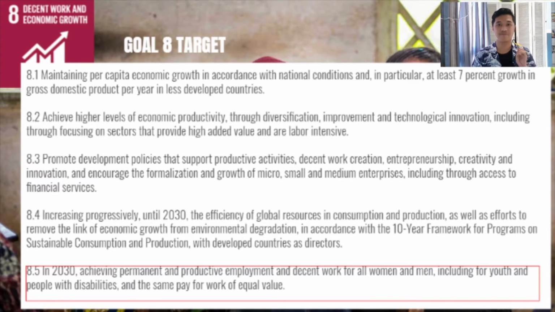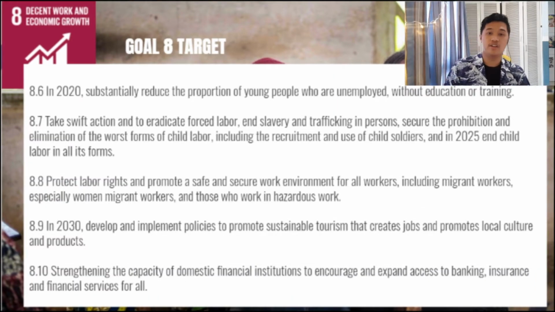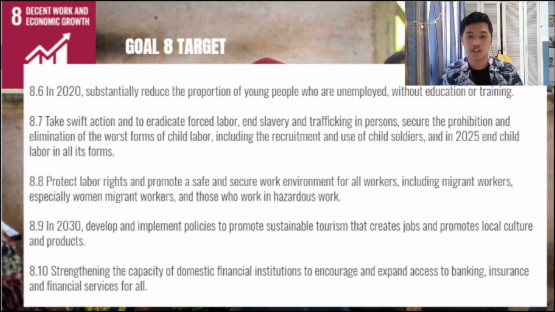Next slide. And then the sixth one is in 2020, the SDG wants to reduce the proportion of young people who are unemployed without education or training. And then the seventh one, we want to take swift action to eradicate forced labor, slavery, and trafficking. And by 2025, the SDG targets to end child labor in all of its forms.